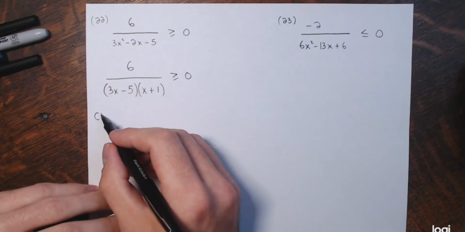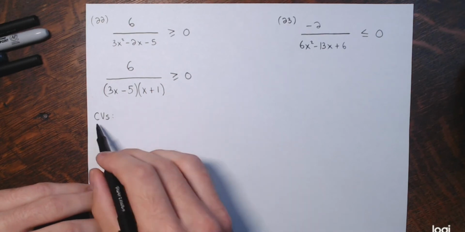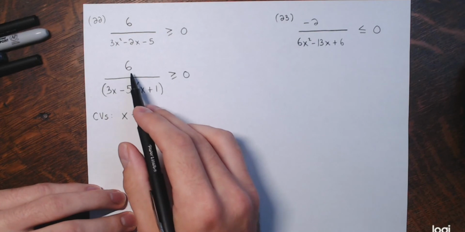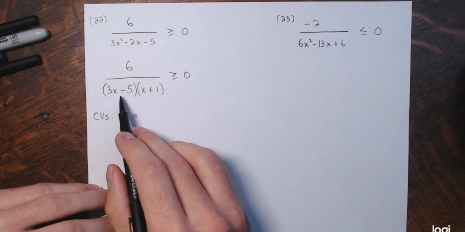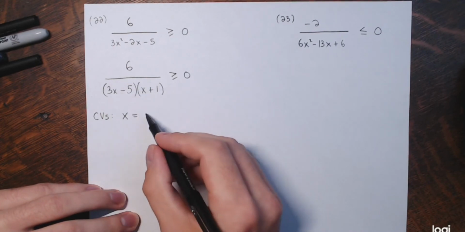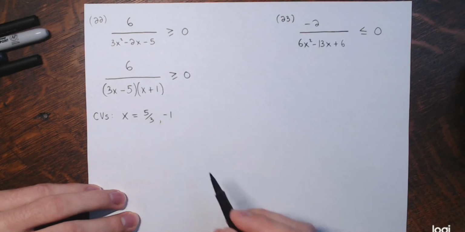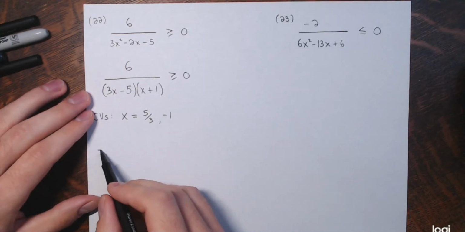Alright, so now we can easily state the critical values, right, the CVs. Nothing makes the numerator 0, it's always 6. And the denominator would be made 0 by 5/3 and -1. Alright, I mark these off on a number line.